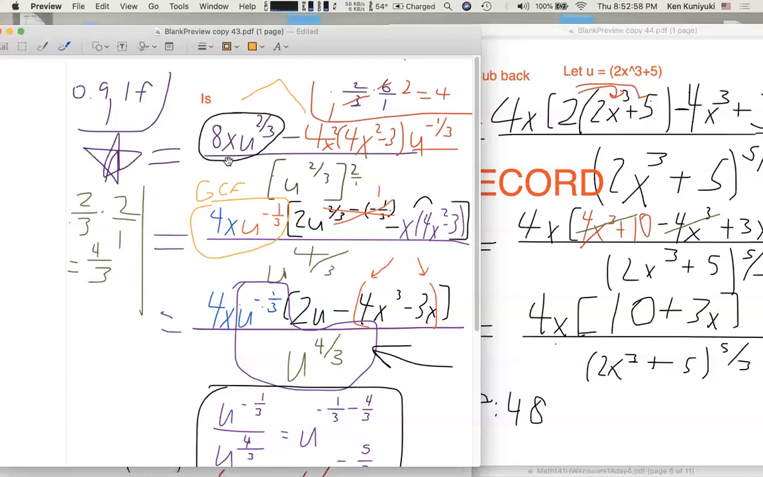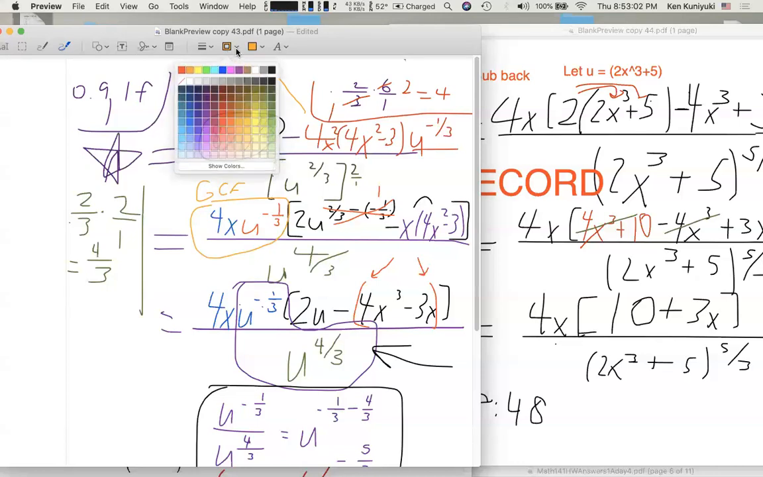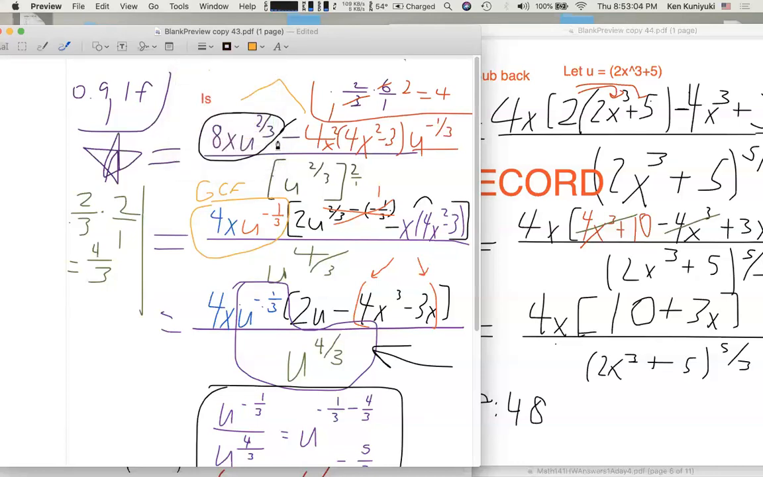We have 8x u to the 2/3. That's the first term on top. And then we have this big, ugly term up here with many factors. I want to find the common pieces from both. We can ignore the sign here. So 8 and 4. The GCD, the greatest common divisor, is 4, right? That's the biggest thing that goes into both nicely. 8 and 4, we get 4.